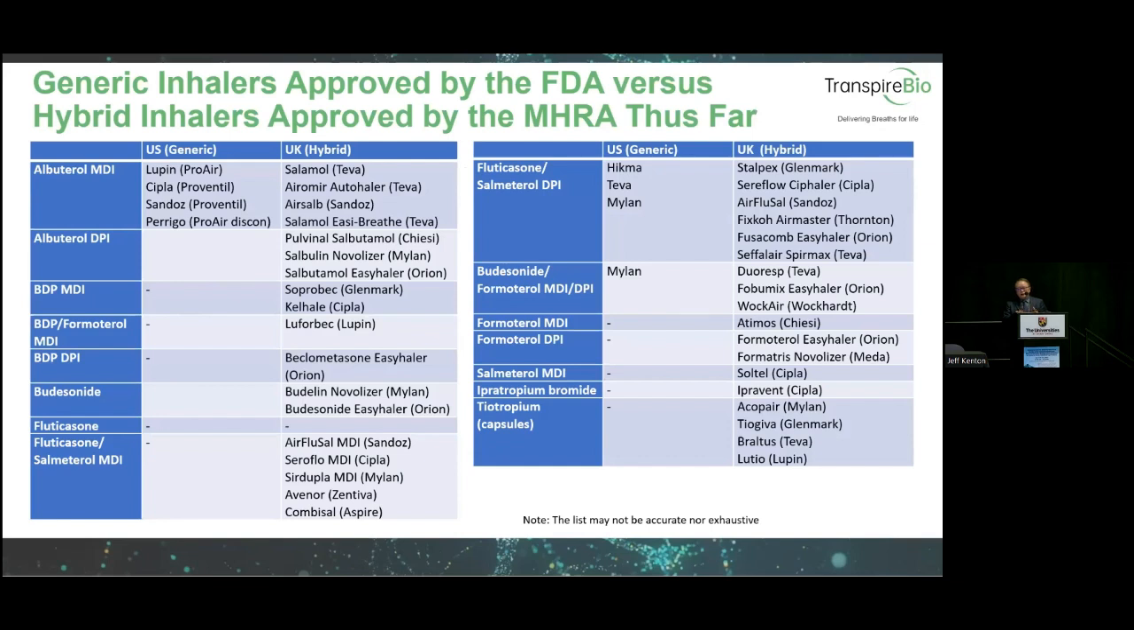The first slide shows on the left side the US generic inhalers on the US market. As we heard over the past 2 days, there are 4 generic products for 4 reference products approved in the US. And as you can see on the right-hand side, there are many, many more hybrid inhalers. I don't want to say generic, I want to call them hybrid inhalers approved in the UK. So this slide really shows that the patients in the UK and in Europe have access to much more hybrid or generic inhalers than the patients here in the US.